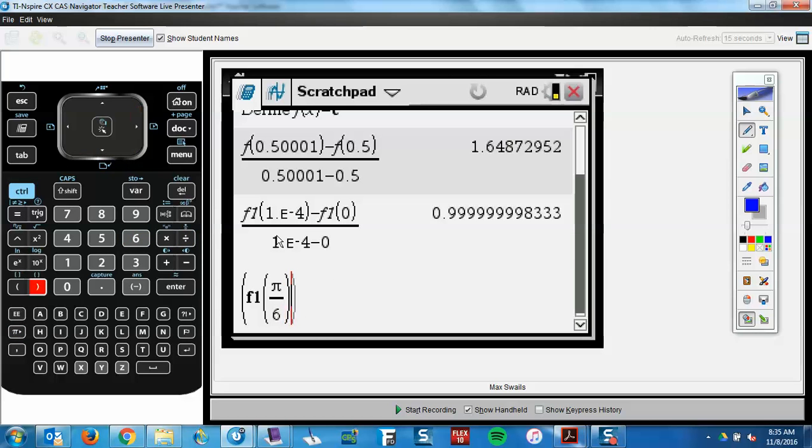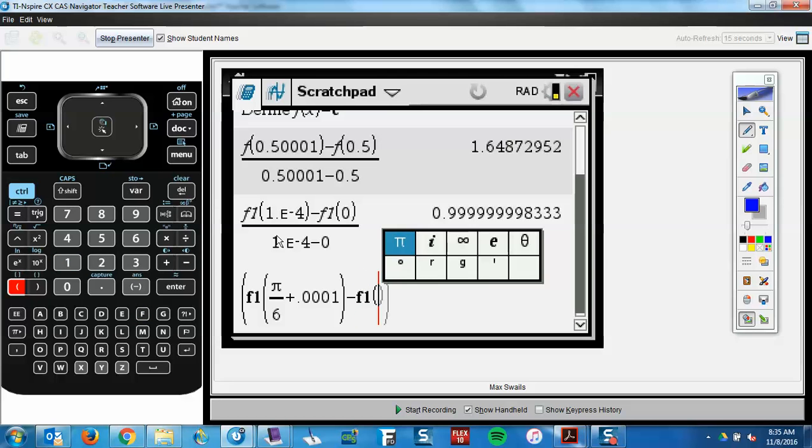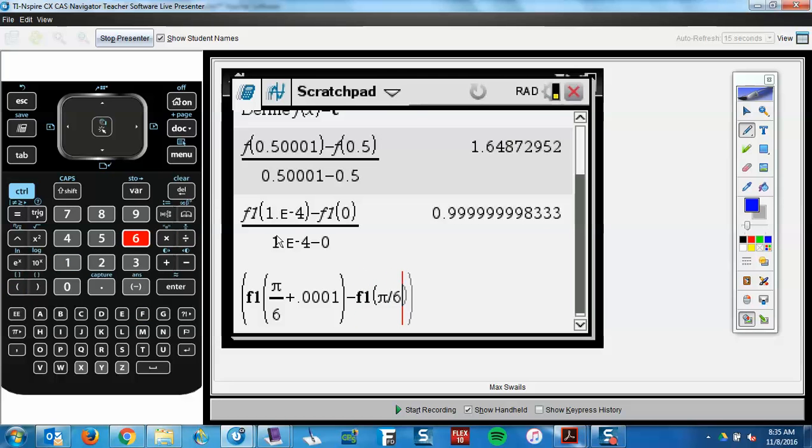And then plus, let's go inside the pi/6. Okay, we need to go a little bit to the right. So let's go plus 0.0001. There you go. And then minus F1 of pi/6, right? Okay, see what we're doing here? We're gonna get a y value. We're gonna get a point really close to pi/6, and then we're gonna divide by what?